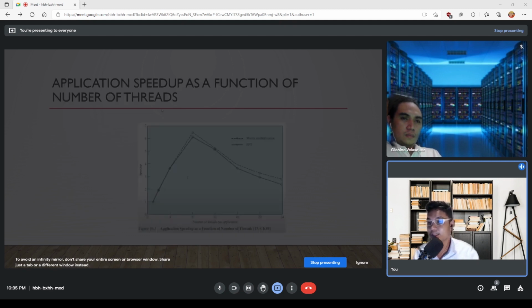So this is the application speedup as a function of the number of threads. This graph shows that as it goes to 8 threads, the speedup increases, but as the threads increase further, the speedup decreases.